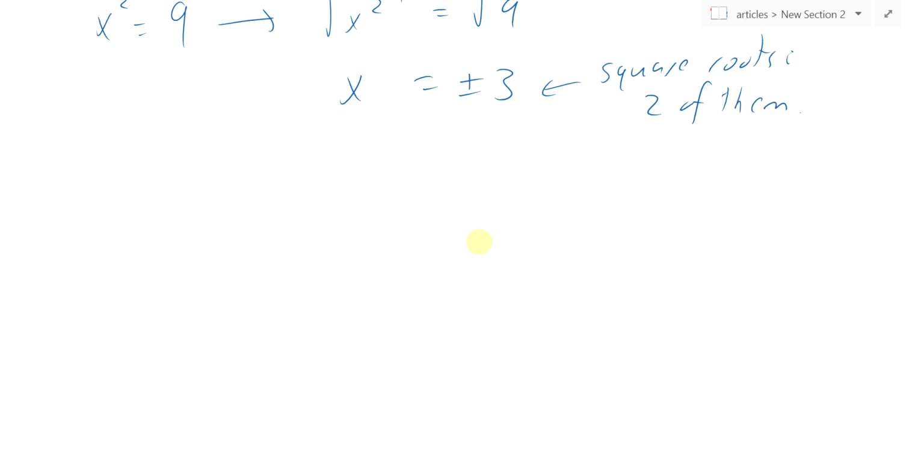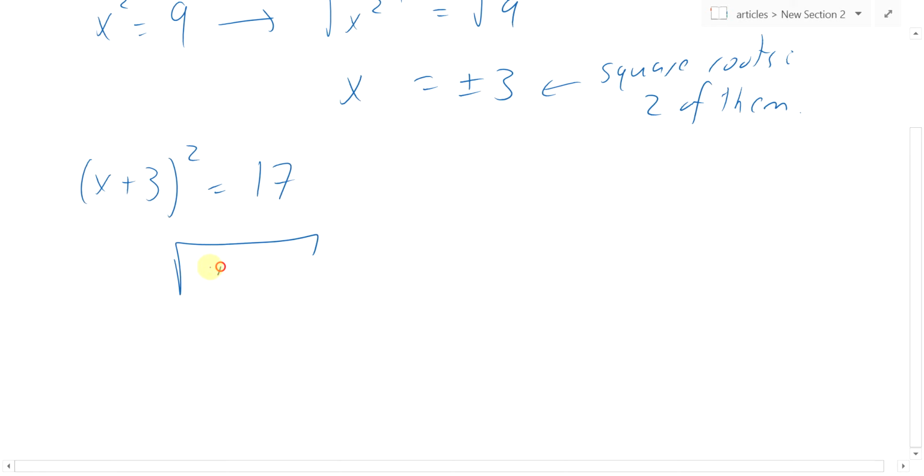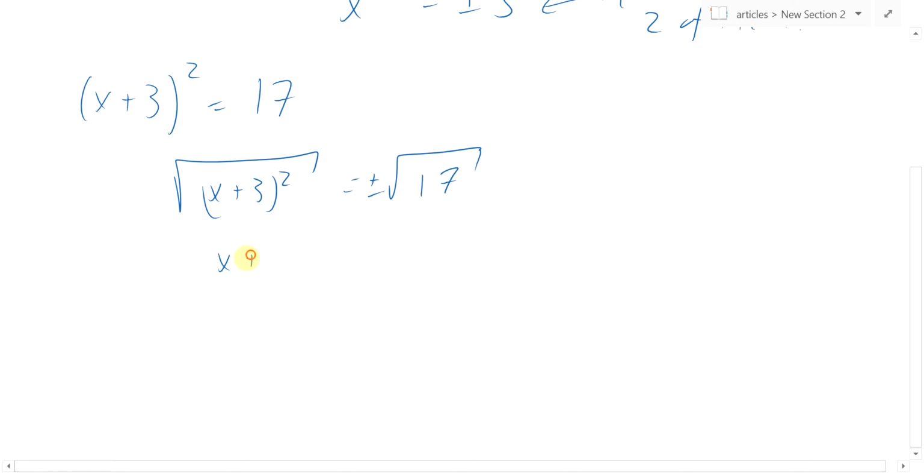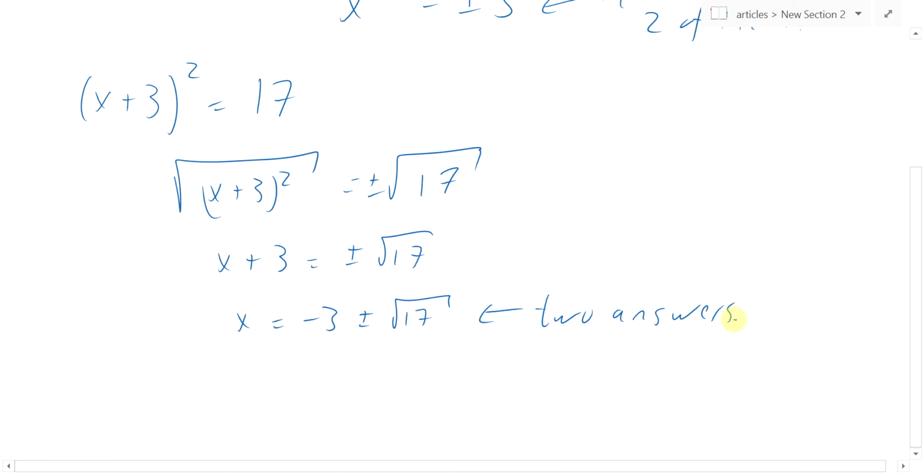We can do a little bit more complicated versions, right? If you have x plus 3, quantity squared equals 17, what's x equal to? Well, take the square root of both sides. X plus 3 equals plus or minus the square root of 17. So we have x is, by moving the 3 over to the other side, minus 3 plus or minus square root of 17. Again, quadratics will often, not always, but often, give you two answers because of the plus or minus on the square root.